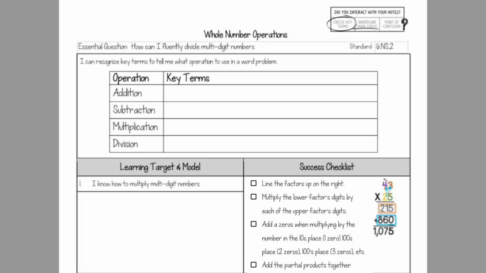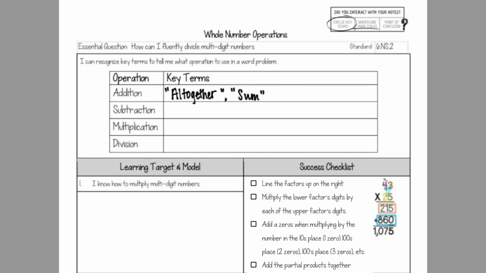Some of the more common key terms you will see for addition include altogether, and sum. We also frequently hear the words in all or total to signal us to add.